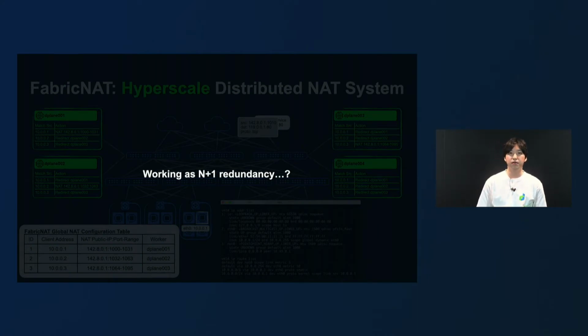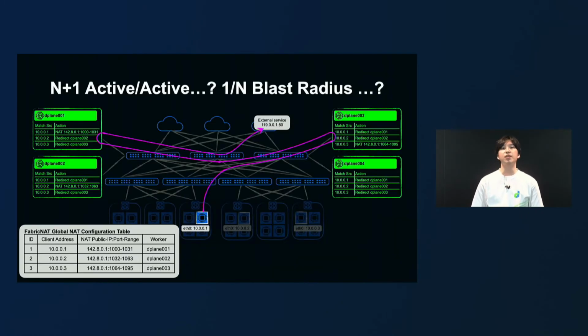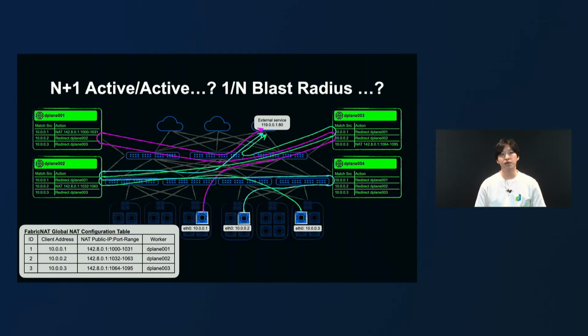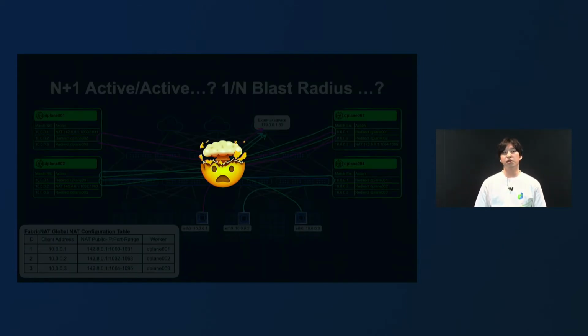Now, you might be wondering if the N+1 redundancy is achieved or if the blast radius is limited. So let's see what happens if a node is overloaded and goes down. The packet flow that I explained earlier is now represented by this line. If I add 2 more lines to describe traffics from other VMs, it looks like this.